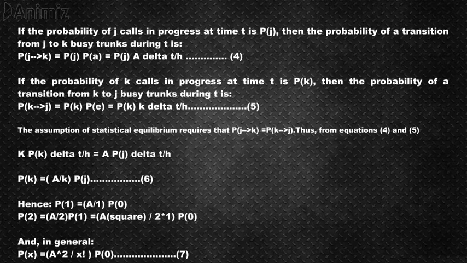Now if we substitute the values for k, P of 1 will be equal to a by 1 P of 0. Similarly, P of 2 will be a by 2 into P of 1. If we continue like this, we get the formula P of x will be equal to a to the power of x divided by x factorial into P of 0.